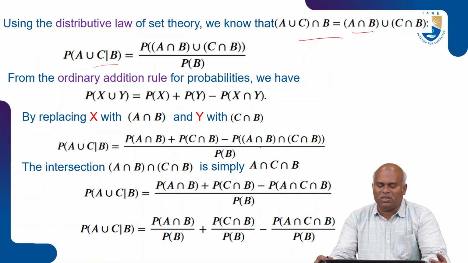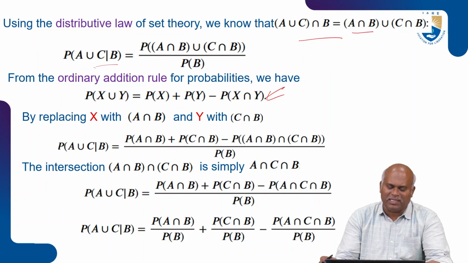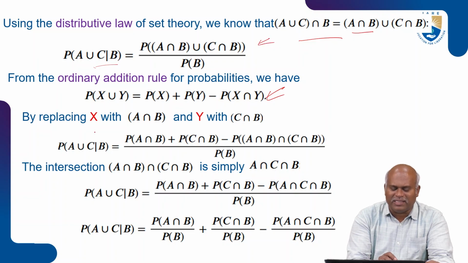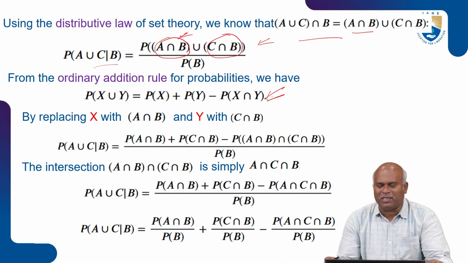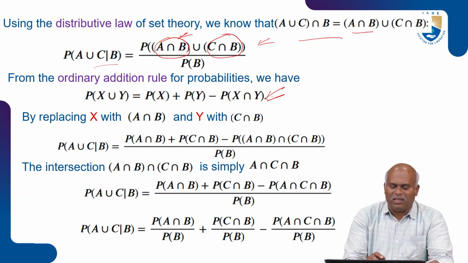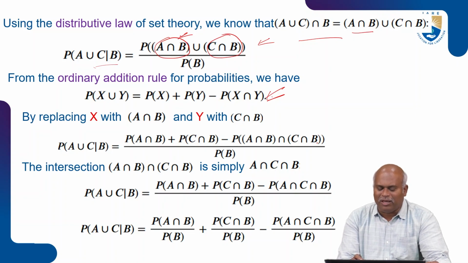For the ordinary addition rule of probability, we have P of X union Y equal to P of X plus P of Y minus P of X intersection Y. We take this equation as the reference for our probability condition. Now X is equal to A intersection B, and Y is equal to C intersection B. Applying the equation, we get P of A intersection B plus P of C intersection B minus P of (A intersection B) intersection (C intersection B), divided by P of B.